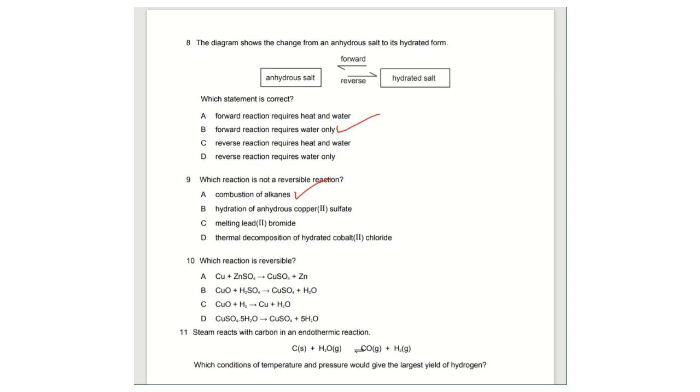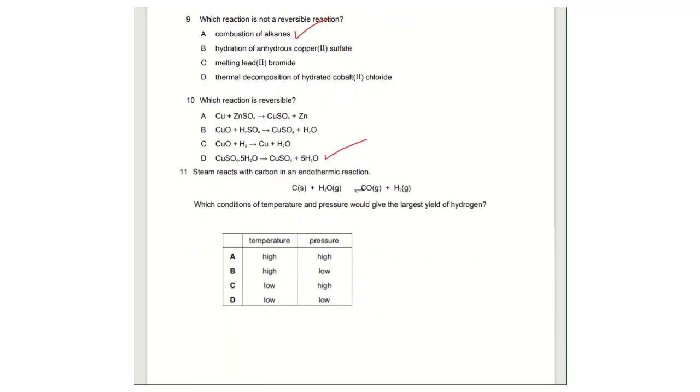Which reaction is reversible? This reaction is reversible because heating will remove water, but after heating, if you add water, it will reverse. Steam reacts with carbon in an endothermic reaction.